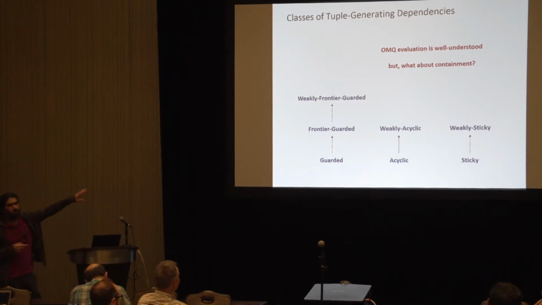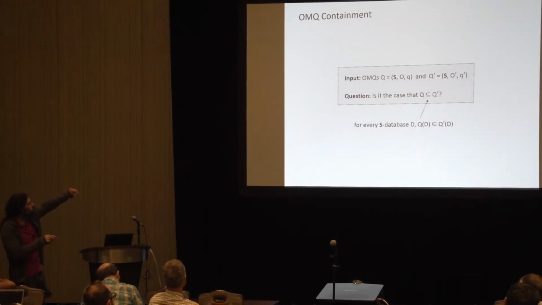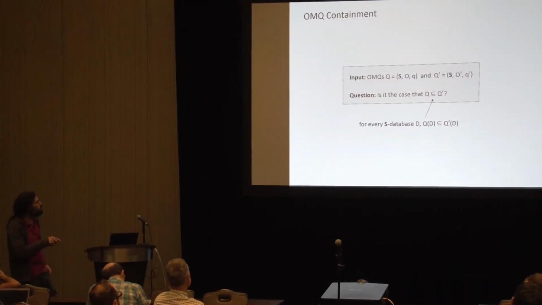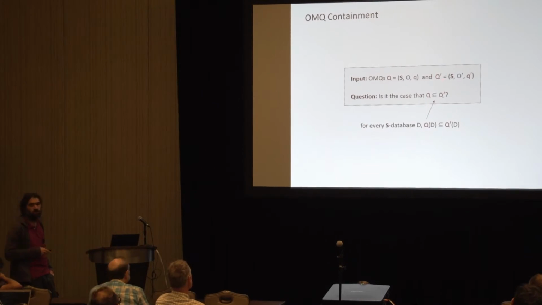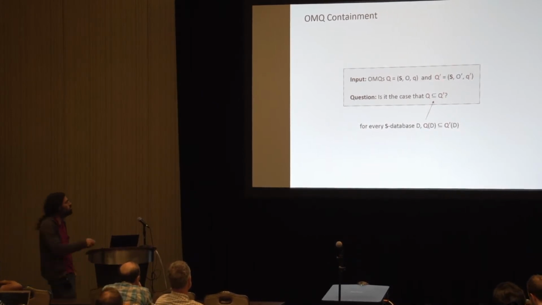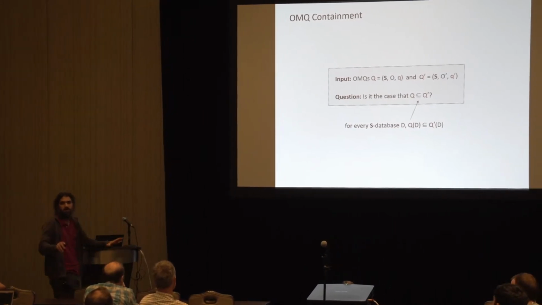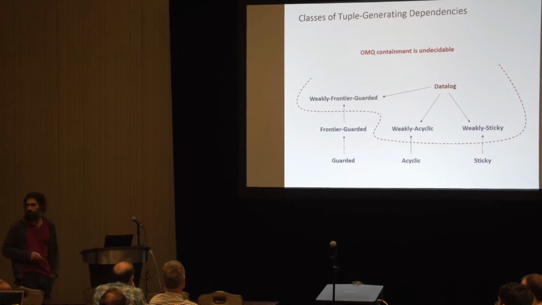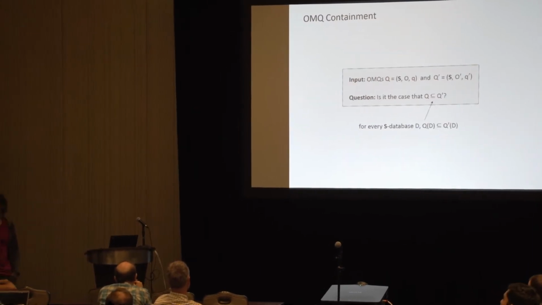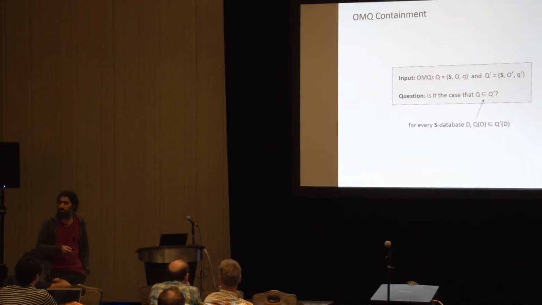Just to be sure that we're on the same page, this is the problem that I'm talking about. We are given two ontology-mediated queries, and the question is whether Q is contained in Q prime, which means that for every input database D over our data schema S, the evaluation of Q over D is contained in Q prime over D. Standard containment. Certain answers, yes. The certain answers of Q over D should be contained in the certain answers of Q prime.